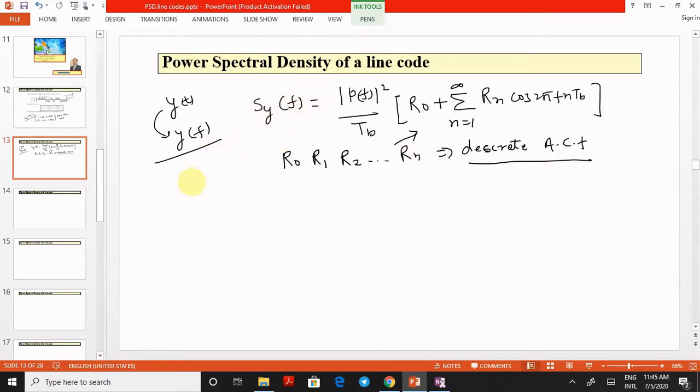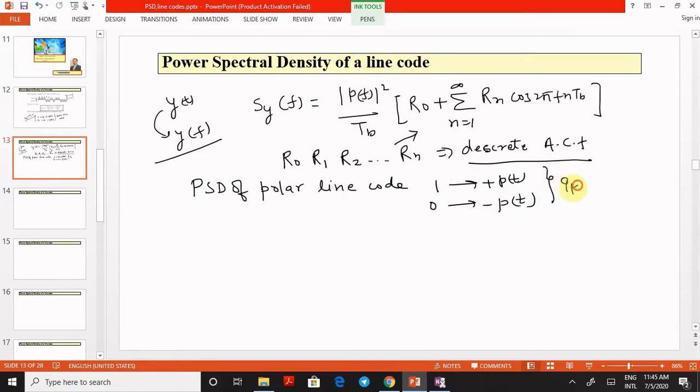And in this case, we are going to find out the power spectral density of the polar line code, in which 1 is represented by plus p(t), 0 is represented by minus p(t), and the strength of the pulse will be equal to either plus 1 or minus 1. Right? Now we can start with the calculation of R_0.